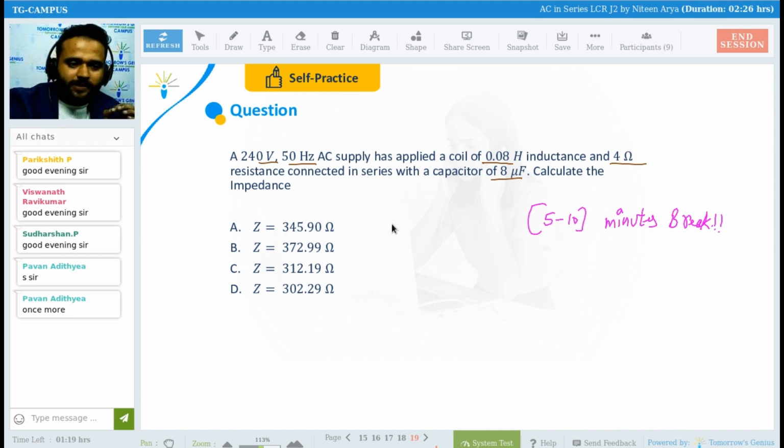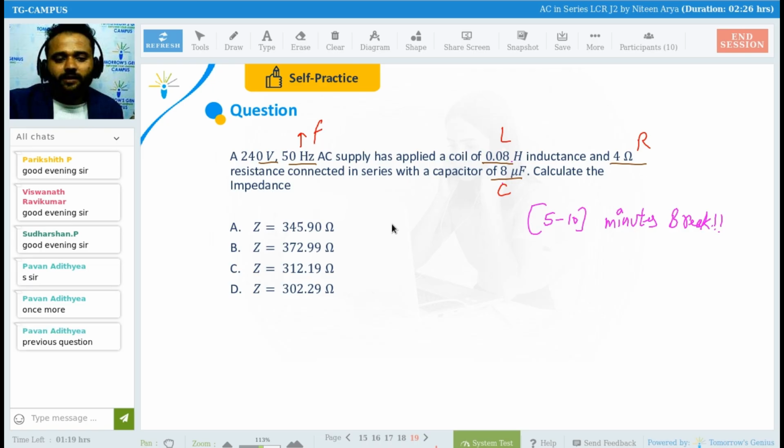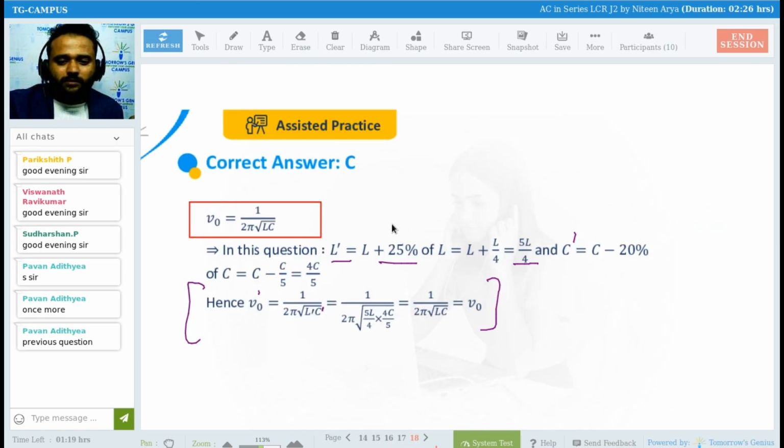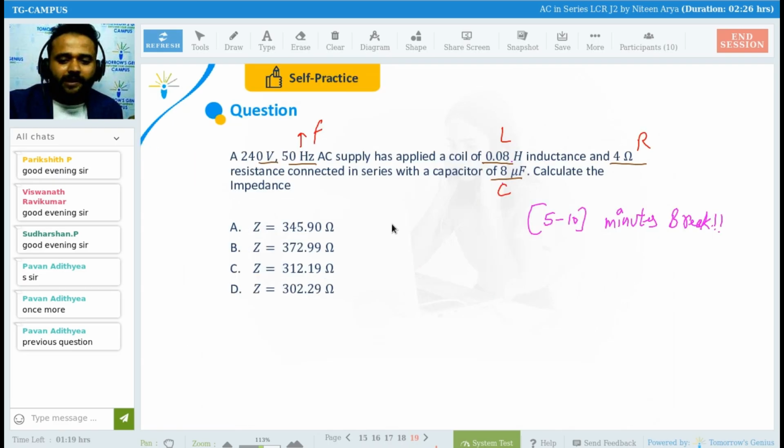Frequency is given. This is your frequency, so you can get omega, 2 pi f. Once you get omega, you can get XL. This is your L. Sorry, this is your C. This is your frequency, this is your inductance, this is your C, this is your R. LCR, previous question. Okay, after the break, I can explain again. Do that first of all.